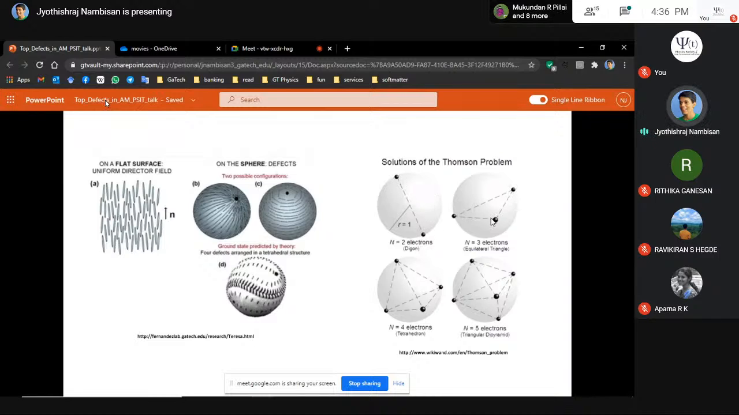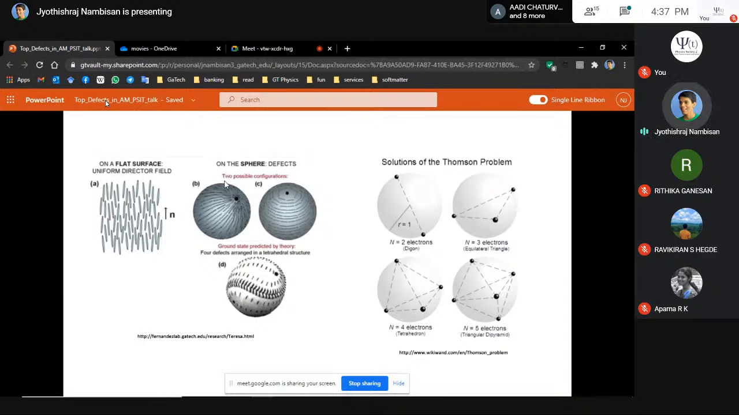If you have 3, they are at 120 degrees on an equatorial plane. And if you have 4, you have them at the vertices of a tetrahedron, and things like that. So these are some beautiful connections between hard condensed matter systems and liquid crystal systems in this context.